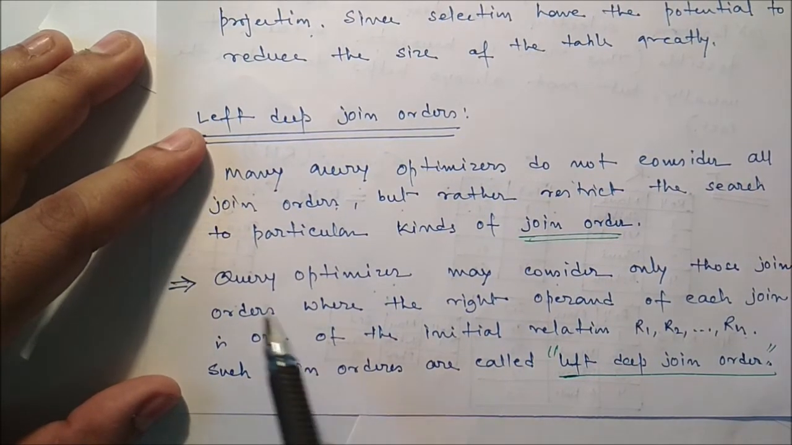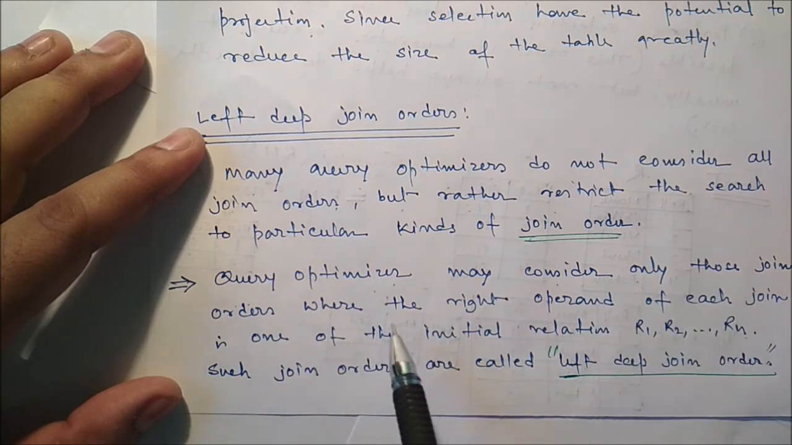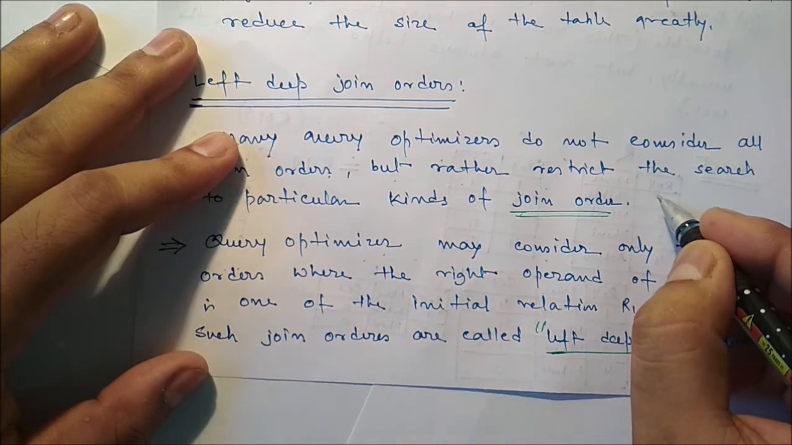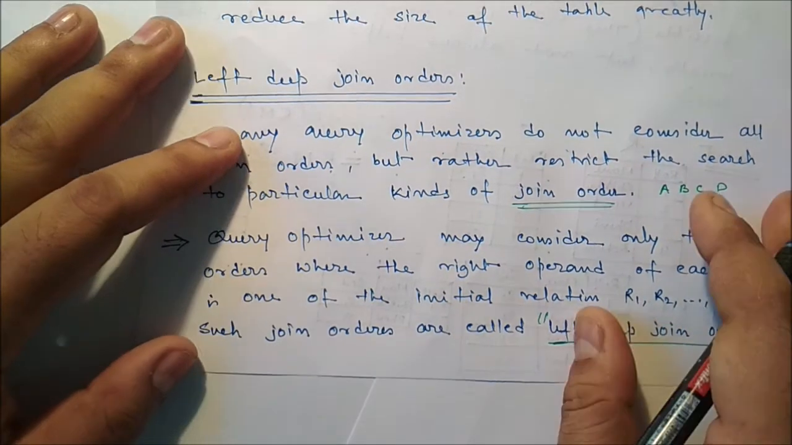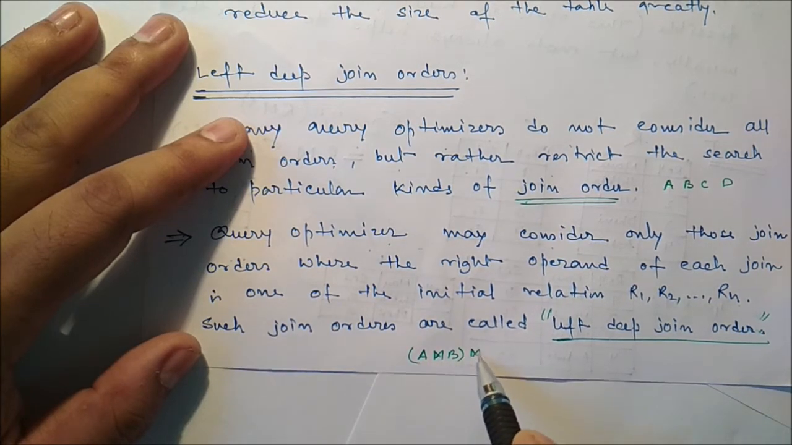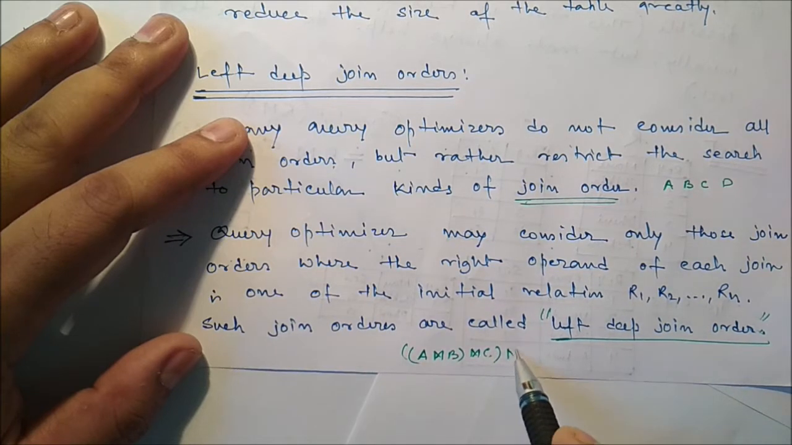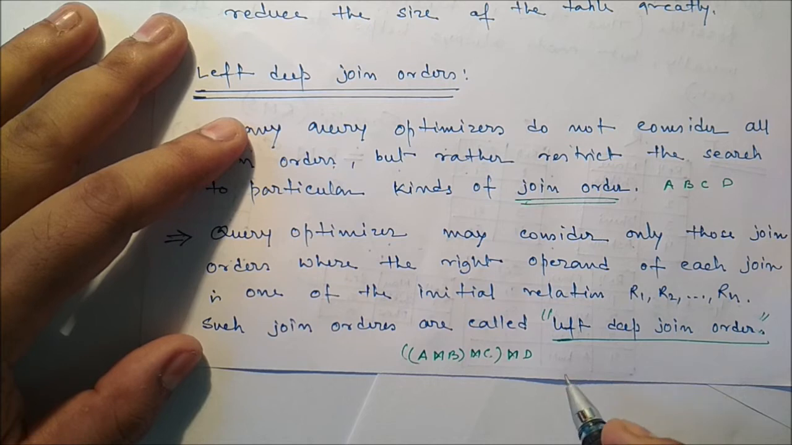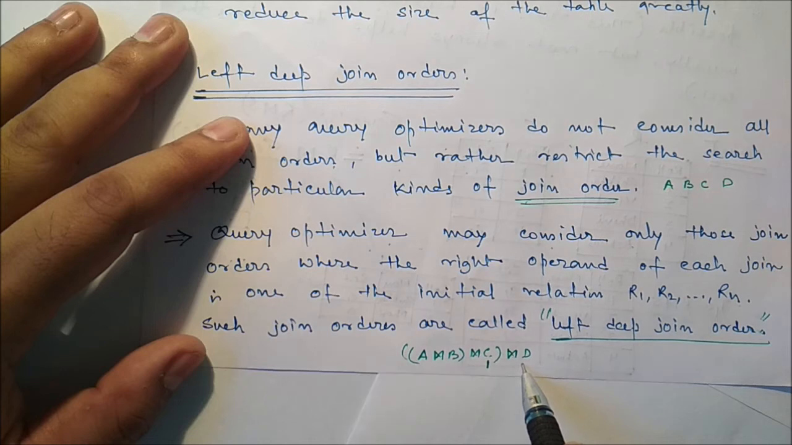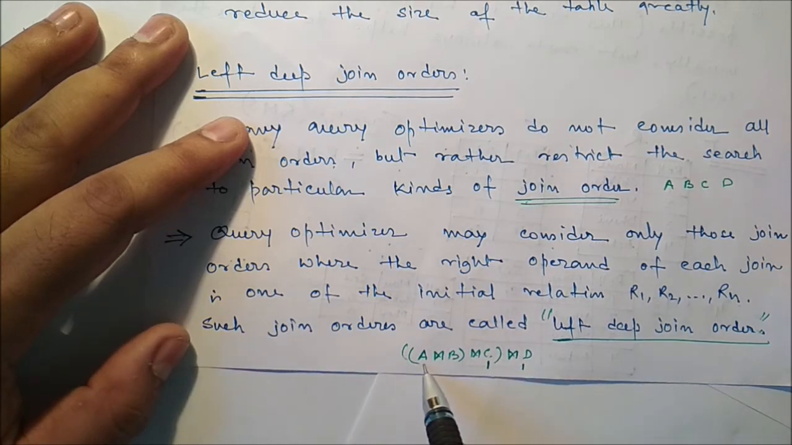Are you getting this? So the query optimizer may consider only those join orders where the right operand of each join is one of the initial relations R1, R2 to Rn. Such join orders are called left deep join orders. That means, suppose four tables are there, A, B, C, D. First we may join A with B, then with C, then with D. Every time we have to pick up another relation always from the hard disk, from the initial relation.